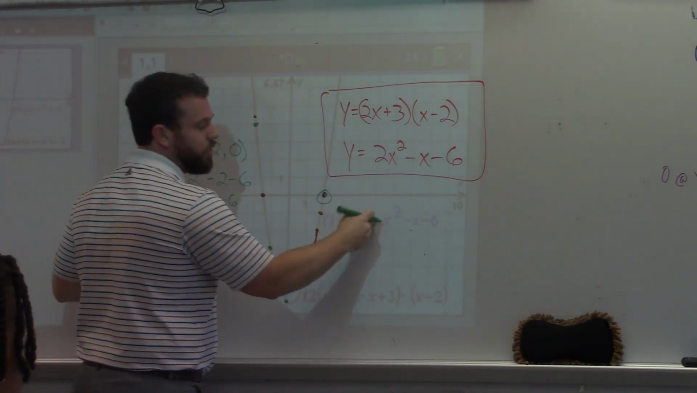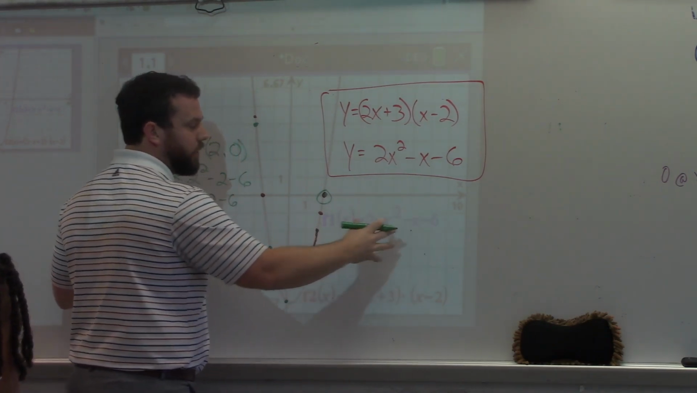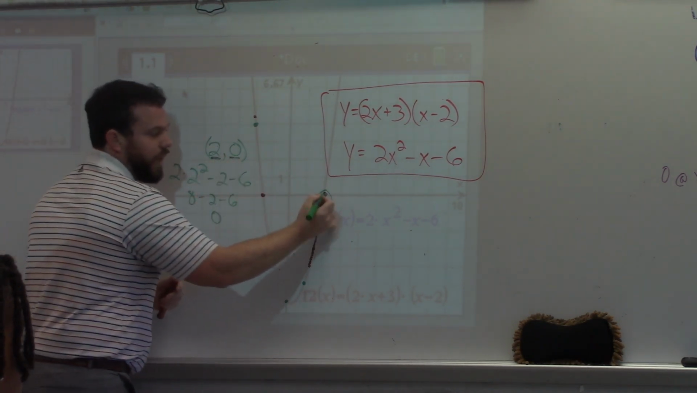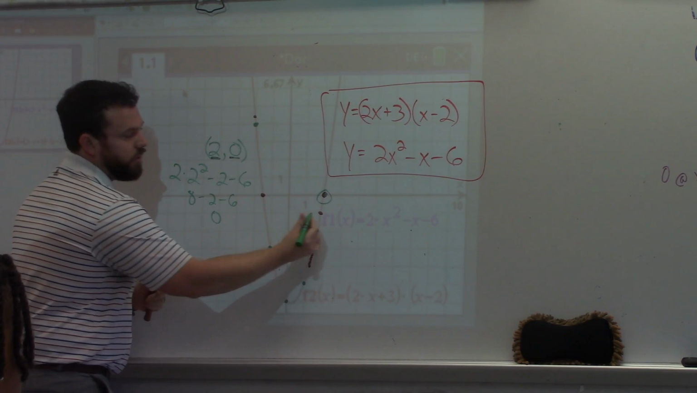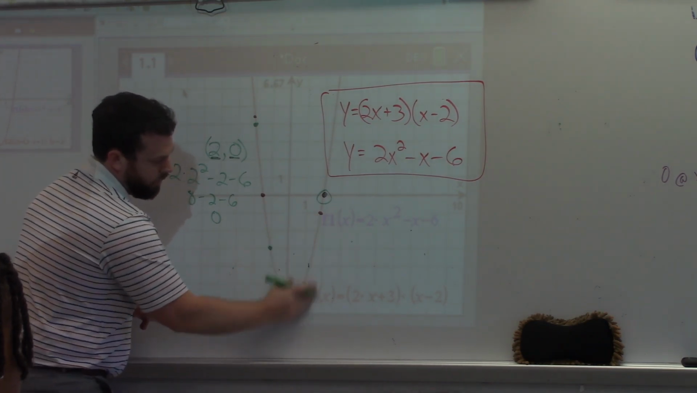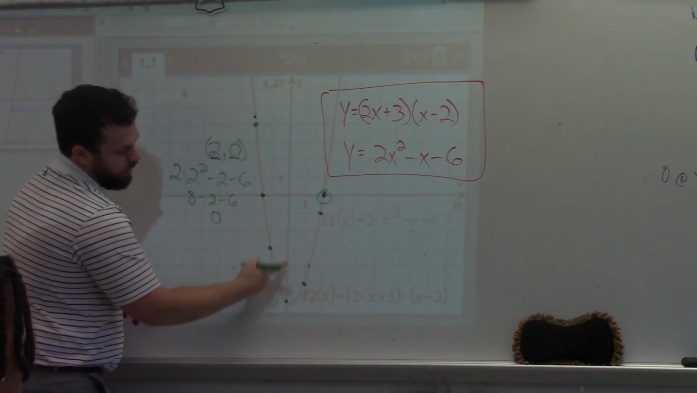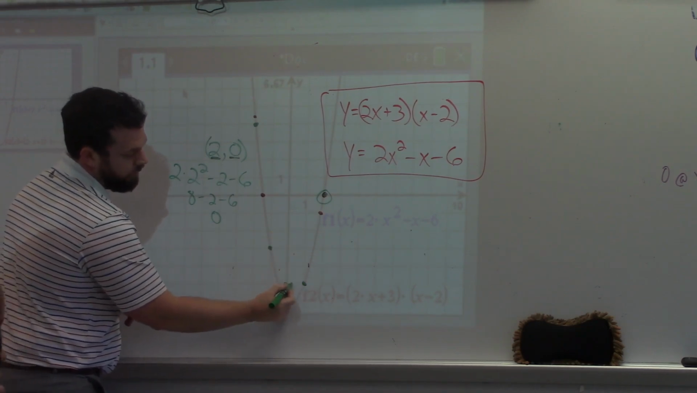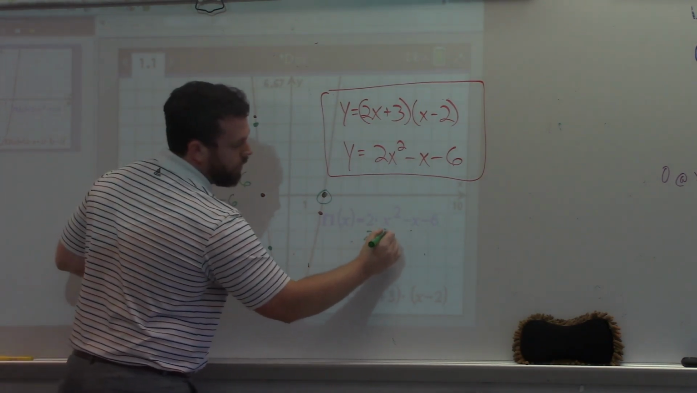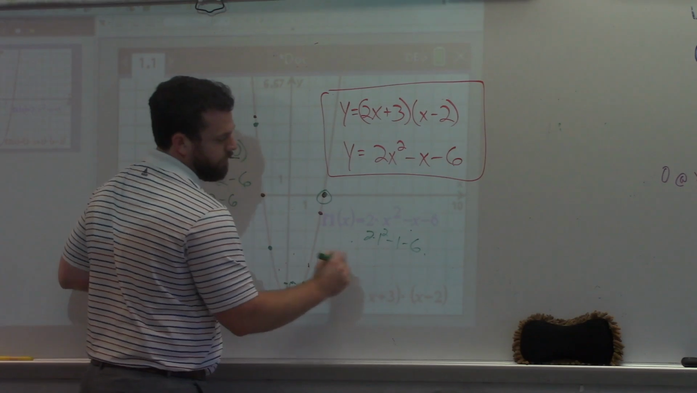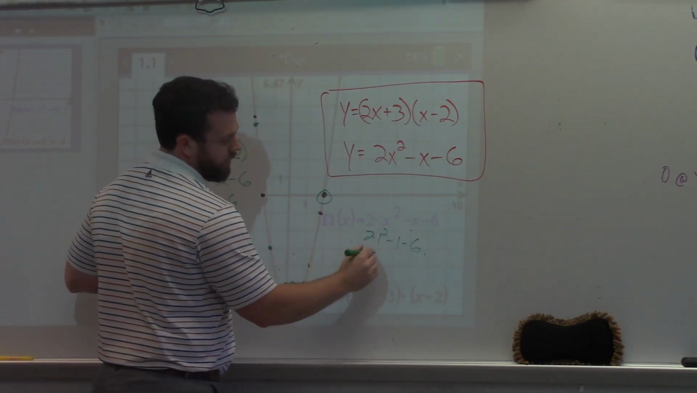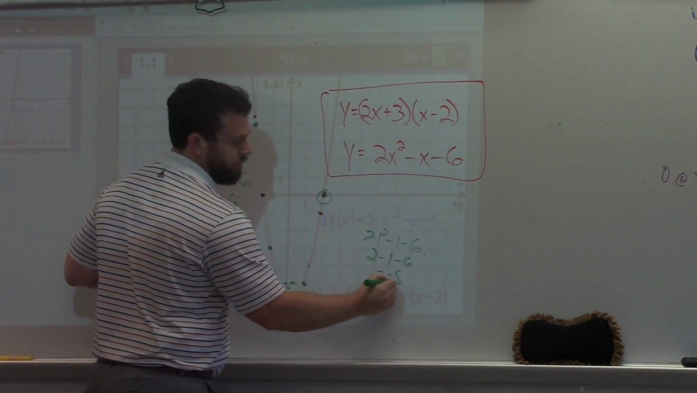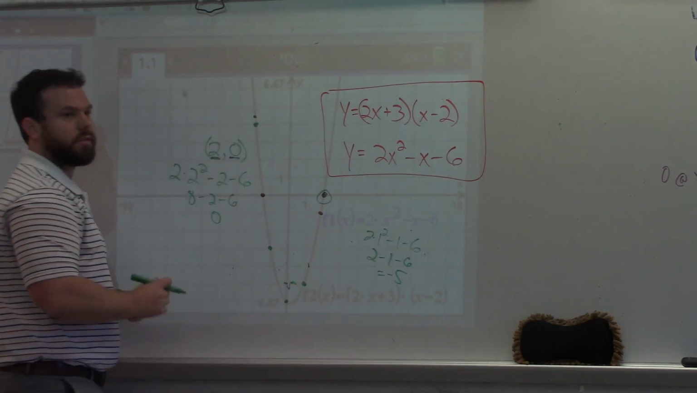So it's not that I'm graphing 2x squared and x separately. I'm substituting a 2 in and getting a 0 out, so that's a point on the graph. If I substitute an x of 1 in, I'm going to get an output of negative 5. So, 2 times 1 squared minus 1 minus 6. So, that's 2. What's 2 minus 1? What's 1 minus 6? That's why that point is on the curve.